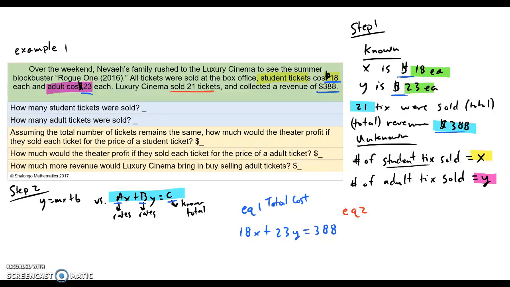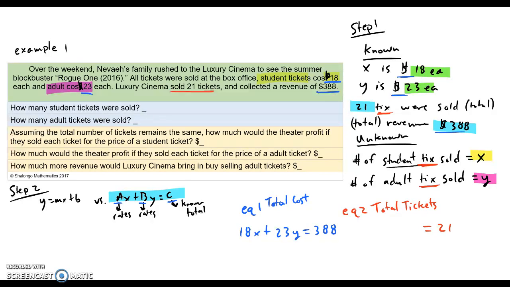The other equation has to do with the number of tickets. So we've got tickets, tickets, and tickets. We've got 3 things again. So we can say this is a total ticket equation. We know that our total tickets sold was 21.